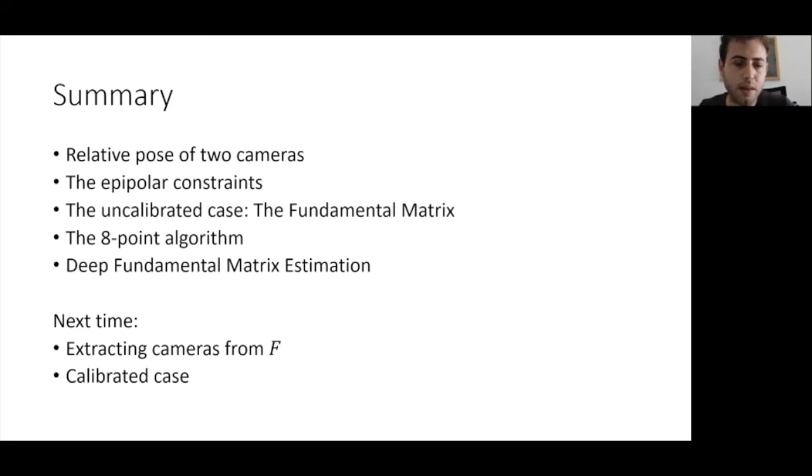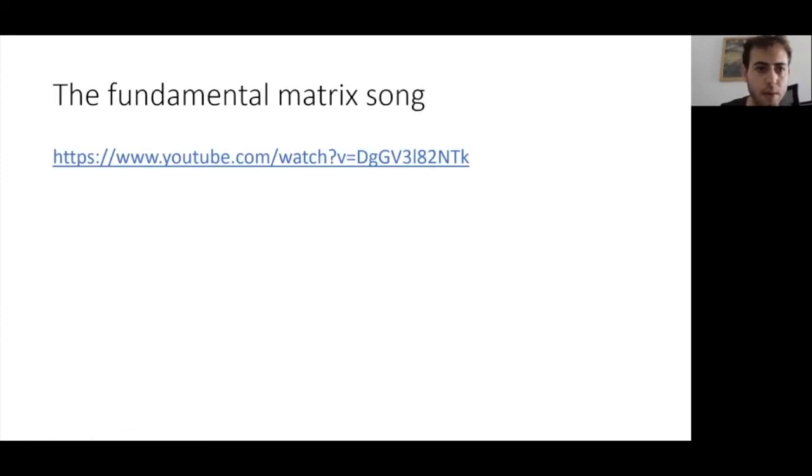Okay, so to sum up, we talked about the relative pose of two cameras and the epipolar constraints. The uncalibrated case, we developed the fundamental matrix and the 8-point algorithm to estimate the fundamental matrix. And we also saw an overview of the deep fundamental matrix estimation paper. So next time we will talk about extracting cameras from F, how to do that. And we will also develop the same idea of the fundamental matrix for the calibrated case. In this case, it's called the essential matrix. But we'll see it next week.